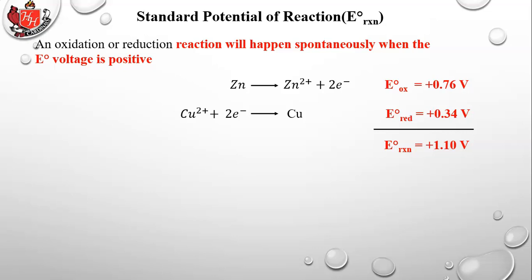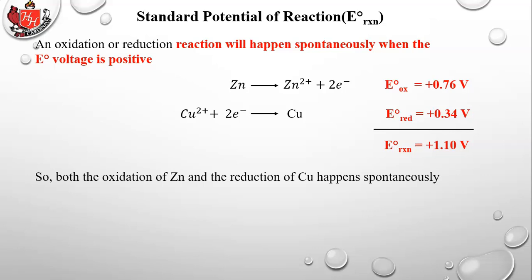And this is a fixed number. It's a number that's published that will happen when you put zinc and copper together like this. That number will always be 1.10. All right, now that's at standard conditions. That means your solution is 1 molar. In both cases, for both the zinc solution and the copper solution, if both are 1 molar, you will always get 1.1 volts pushing the electrons from the zinc over to the copper. So both the oxidation of zinc and the reduction of copper happen spontaneously.